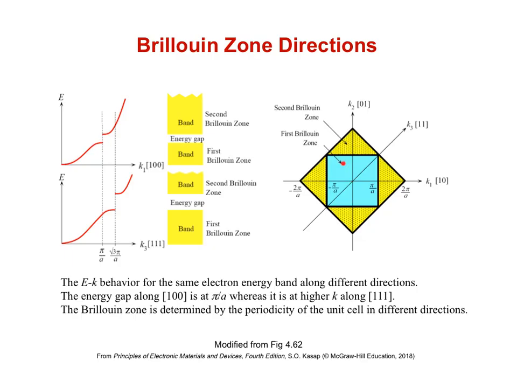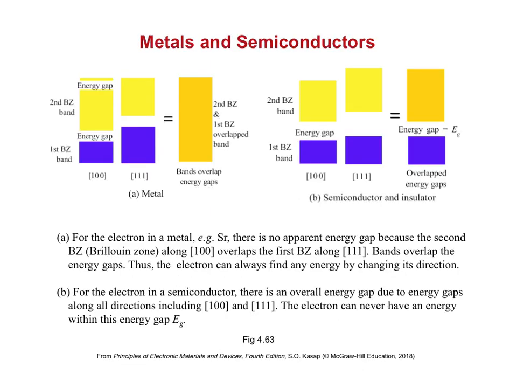Because an electron can have a wave vector in any direction, I need to check all the different directions to know if I truly have an energy gap. In a metal like strontium, there is no energy gap because the bands along different directions overlap. Even though there may be an energy gap along one direction, there's another direction that allows a state with that energy. Semiconductors and insulators must then have a very different electronic structure that allows for an energy gap. In this case, there needs to be a significant energy gap along every direction where the bands don't overlap.